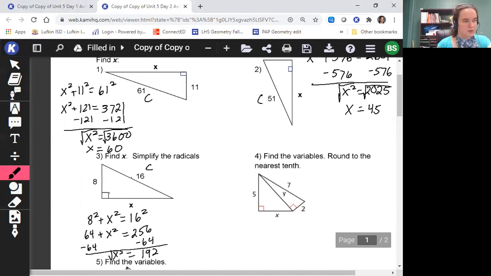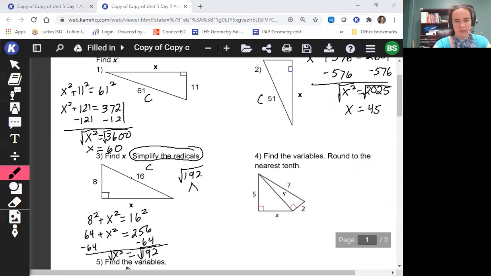And then we need to take the square root of both sides. Now I'm not going to put this in the calculator because it says simplify the radical. So I need to find my factors, one that is a perfect square. So when I divide 192 by 2, I get 96. It's not a perfect square.